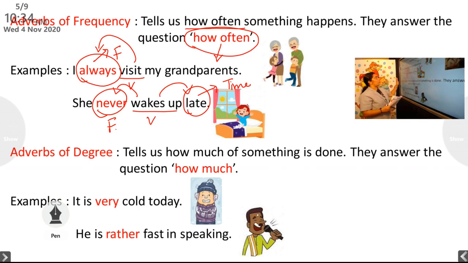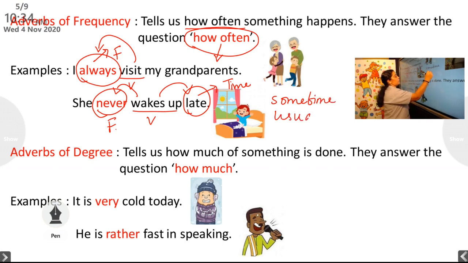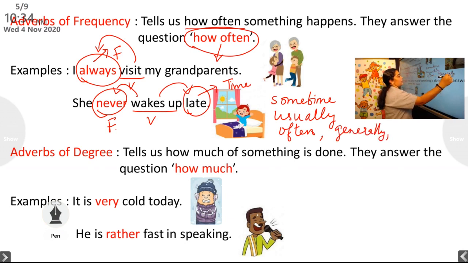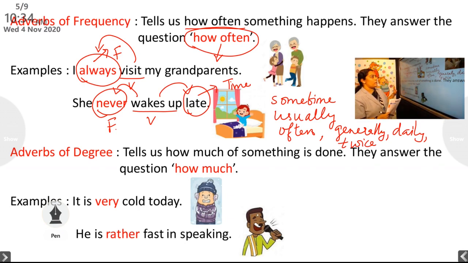Now the most common adverbs of frequency which you have to keep in mind are always, never, sometimes, usually, often, generally, daily, then twice. So many are there. If you keep these words in your mind, there won't be much confusion.